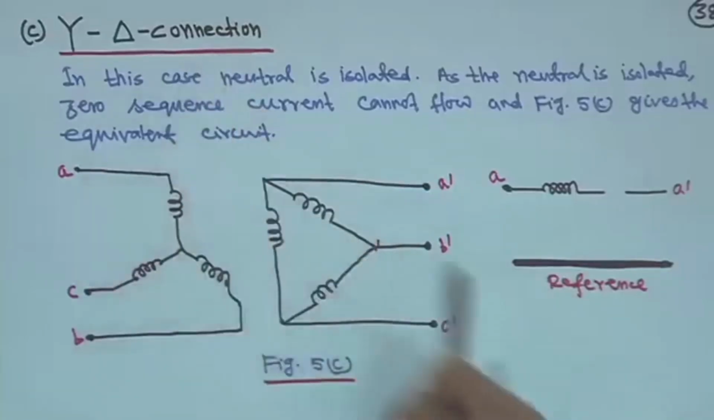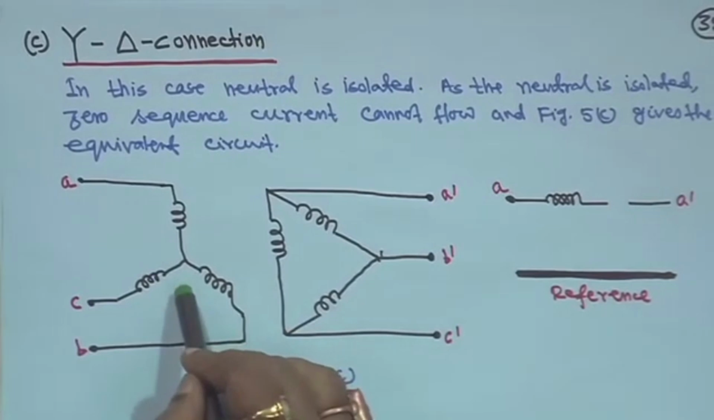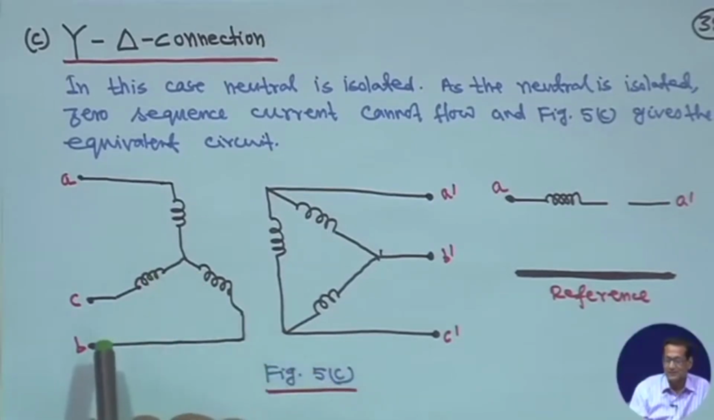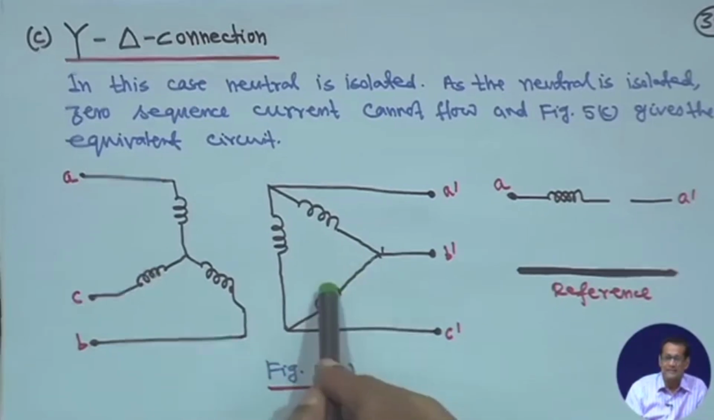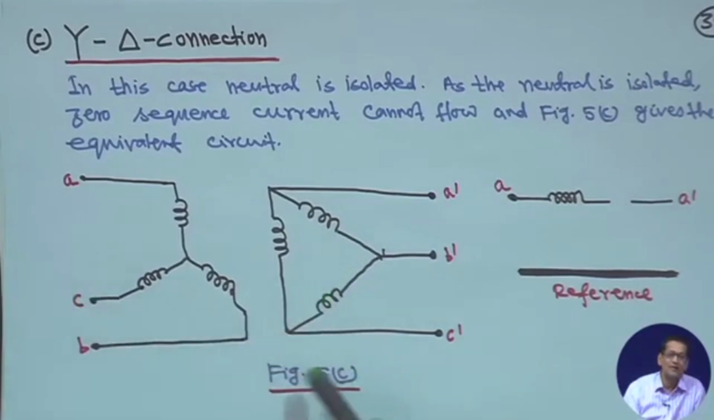Okay. Then next is the star delta connection. In this case, the neutral is isolated. For star there is no neutral here, right. As the neutral is isolated, zero sequence current cannot flow, and this side is delta; later we will see about the next diagram, we will see delta.